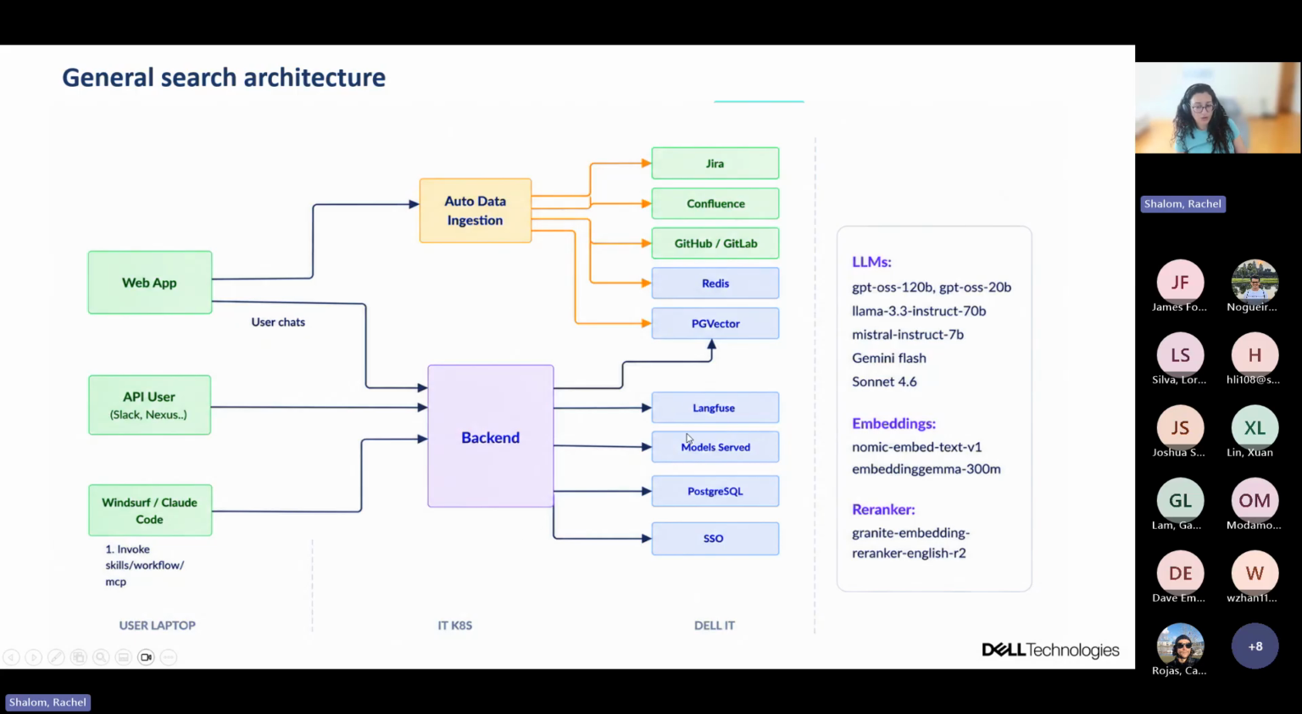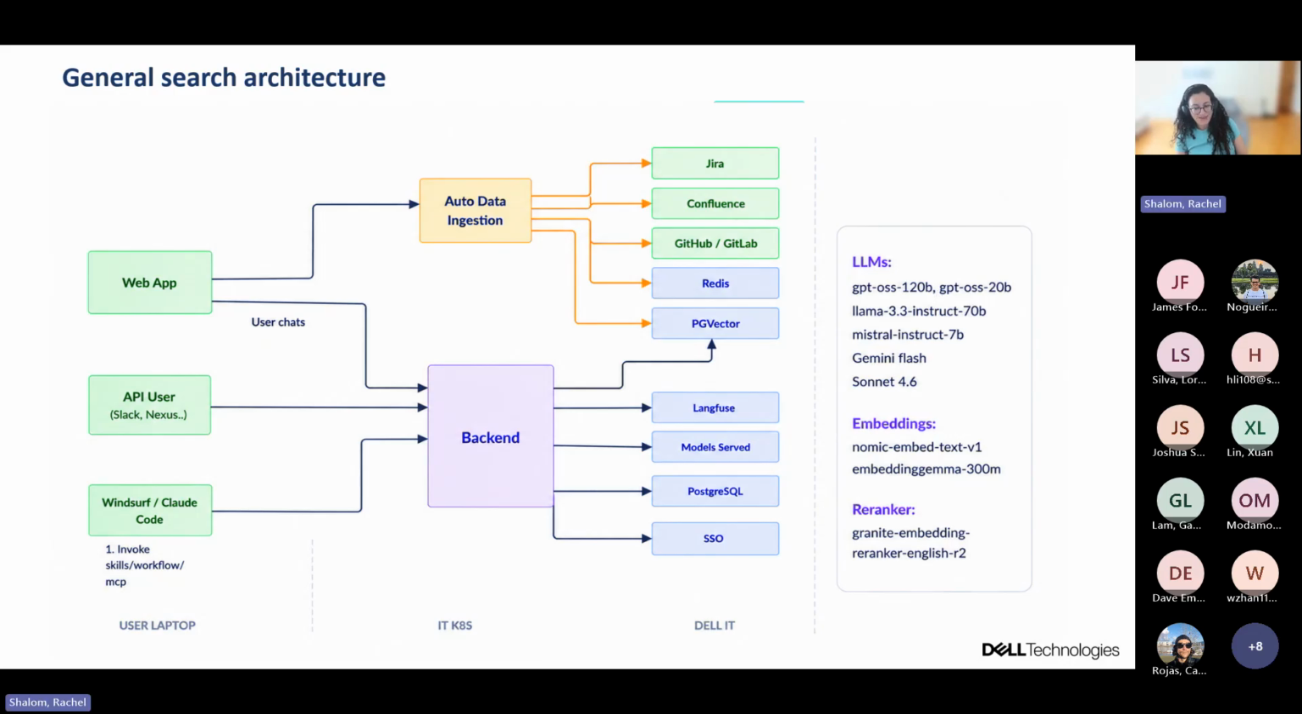Langfuse is what we use for observability. All the agent interactions, the tool calling, everything is saved there. The models that we are serving, the LLMs, the embeddings, and the re-rankers, these are just examples of what we are using.